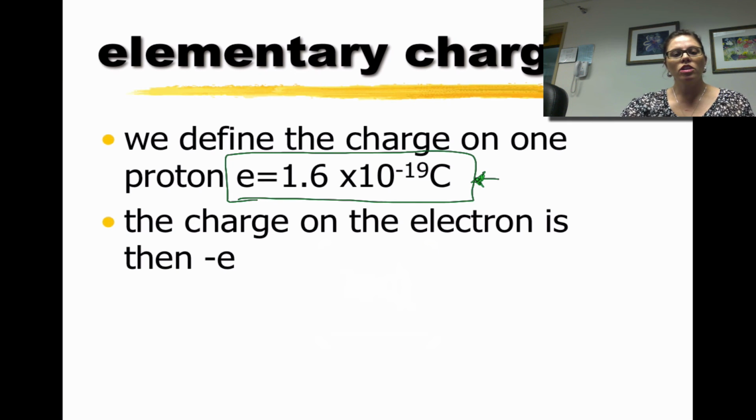So we say that the charge of an electron is equal to the charge of a proton, but negative. So the charge of an electron is negative e, and the charge of a proton we just denote as positive e.